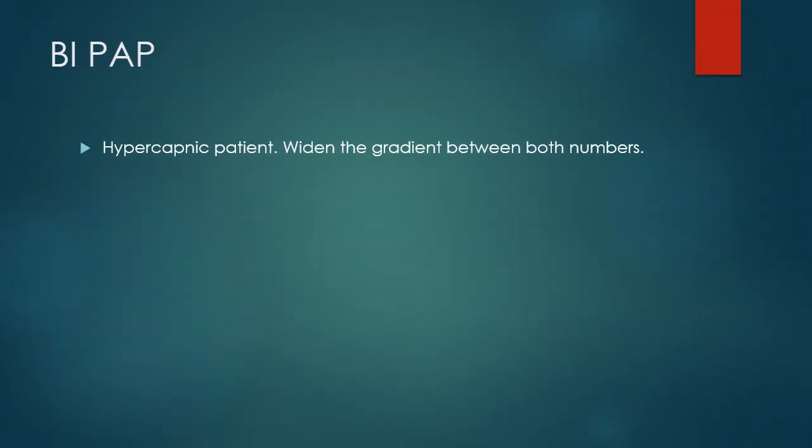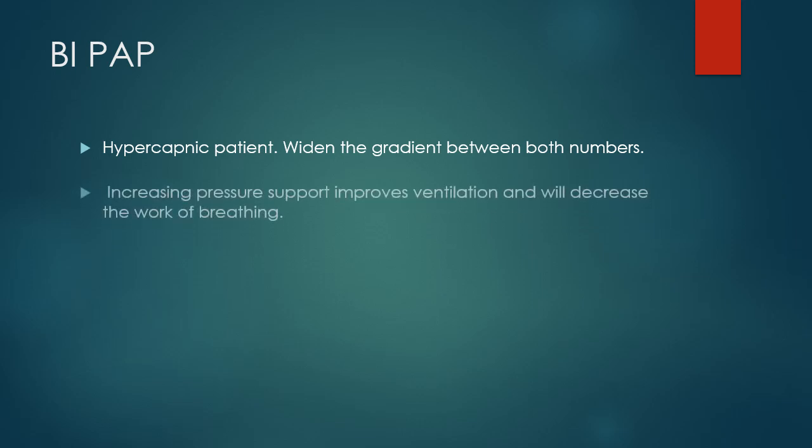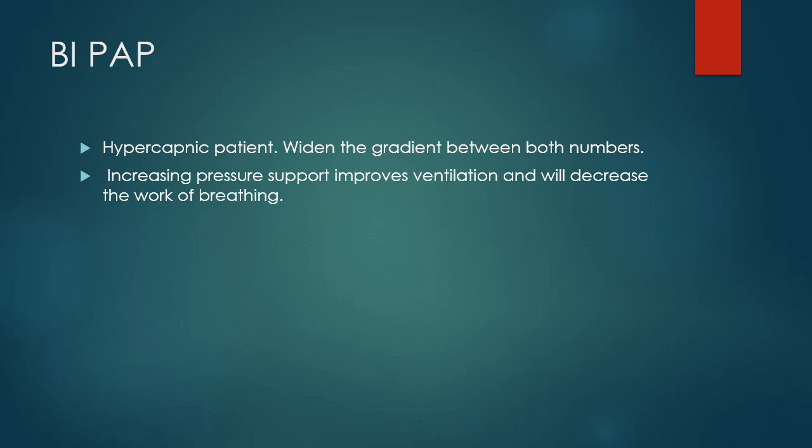Now, a hypercapnic patient or a patient who is struggling to breathe, you want to widen the gradient between those two numbers. The reason why is because the bigger the difference between the two numbers, the more support you're providing them. Remember, in the previous slide, we said pressure support helps improve ventilation and decrease work of breathing.